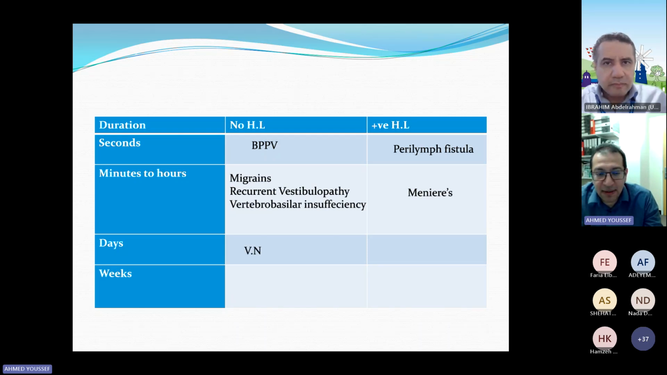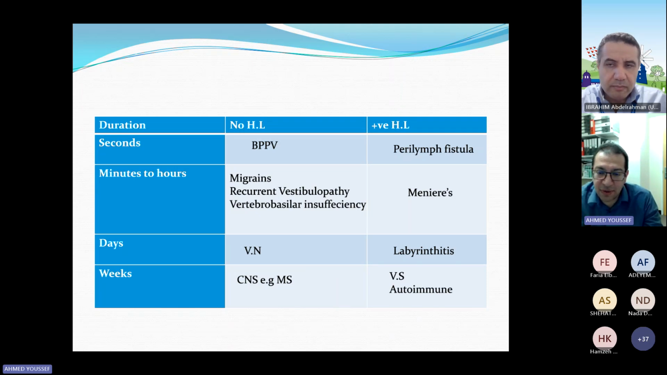If the dizziness is lasting for days and no hearing loss, then you suspect vestibular neuronitis. If it's lasting for days and associated with hearing loss, this will be labyrinthitis. Weeks could be something central, like MS, for example, if there is no hearing loss. If there is hearing loss, you could suspect vestibular schwannoma, could be an autoimmune condition.